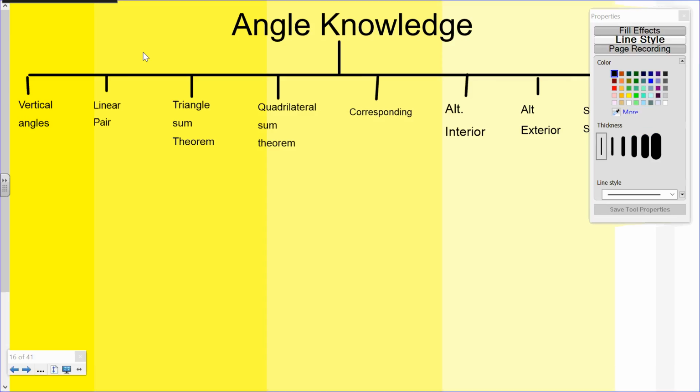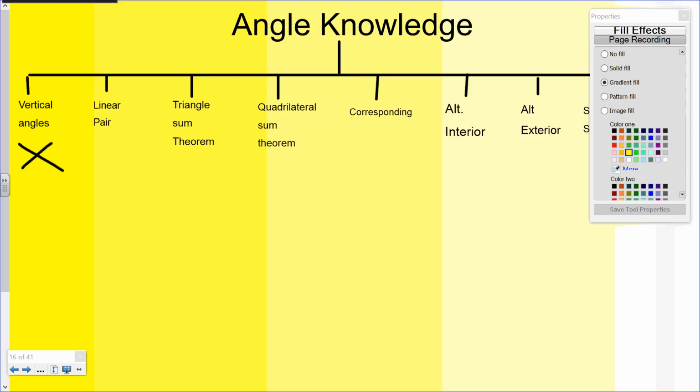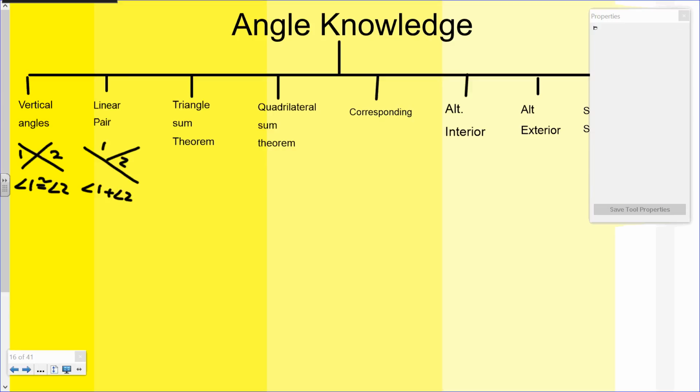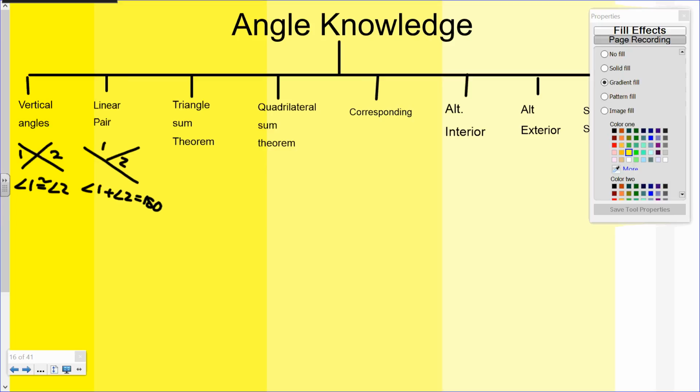So before I give you the last problem, vertical angles. Look at a little picture just to remind you what they are. So I'm going to put angle 1 is congruent to angle 2. Linear pair, a little picture. Angle 1 plus angle 2 equals 180. See? Triangle sum theorem. Little picture.